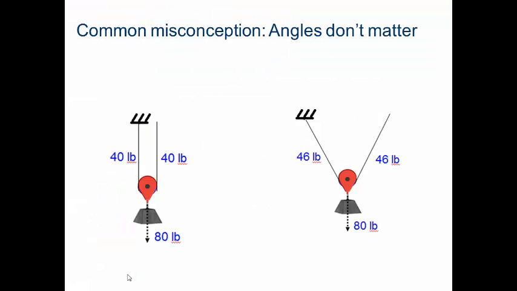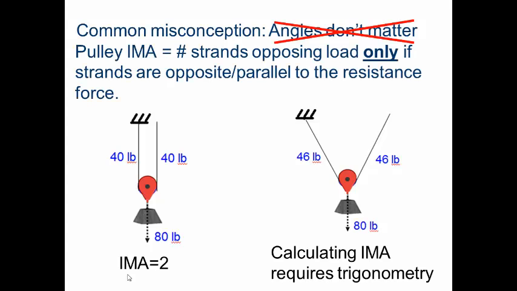One thing to be aware of is sometimes people say that angles and pulleys don't matter. That's wrong. Typically, a pulley's ideal mechanical advantage is the number of strands opposing the load, but that's only if the strands are opposite or parallel to the resistance force. So in the example on the left, those ropes are being supported straight up. If I have any kind of an angle in there, we actually have to use trigonometry to figure that out. So my suggestion to you is to always build your simple machines with your ropes straight up and down. We'll eventually get to the trigonometry, just not this early in the year.